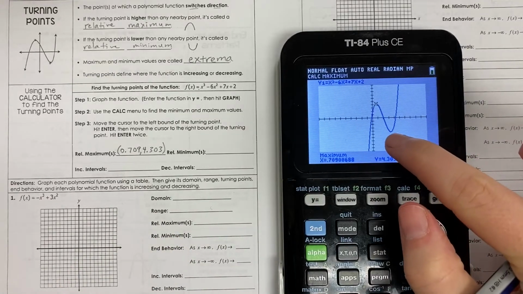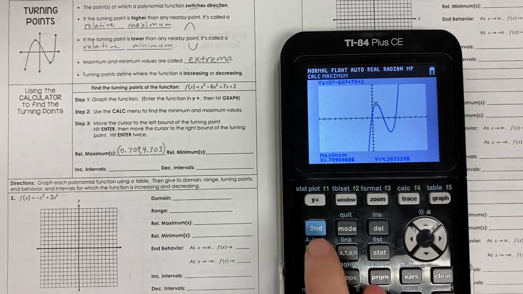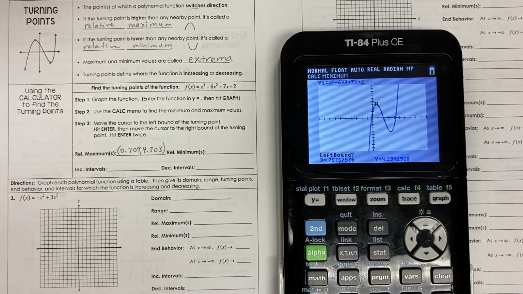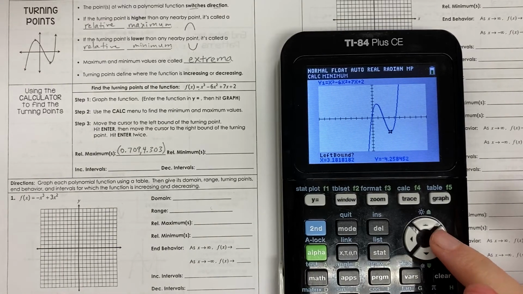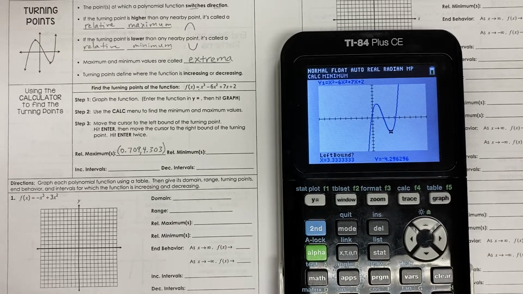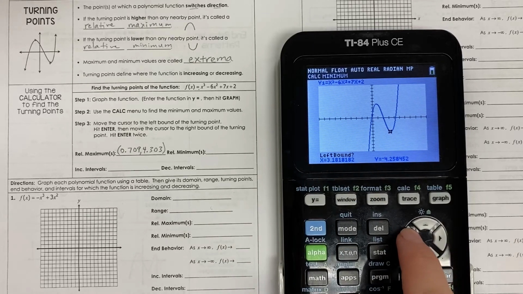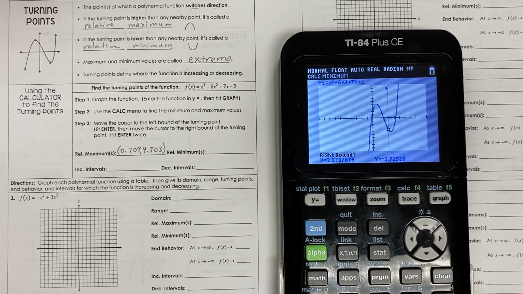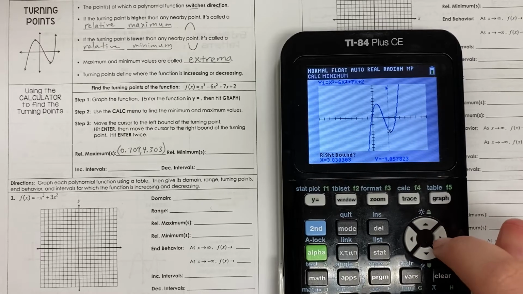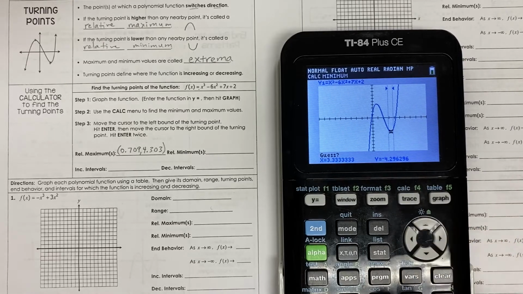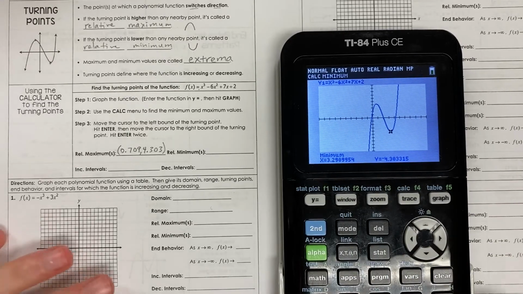Now we got to find the relative min, which is the little valley right here. So we're going to hit second calc and we're going to go down to minimum this time. And we're going to have to do the same thing. So move your cursor to the very, very bottom of the hill, and we're going to hit the left arrow about 3 times because it wants a left bound point. So hit that a few times, hit enter. Okay, now come back over here, use the right arrow, hit enter, and then guess, it means go to the very, very bottom of the hill, hit enter again. So these are the coordinates of our minimum.